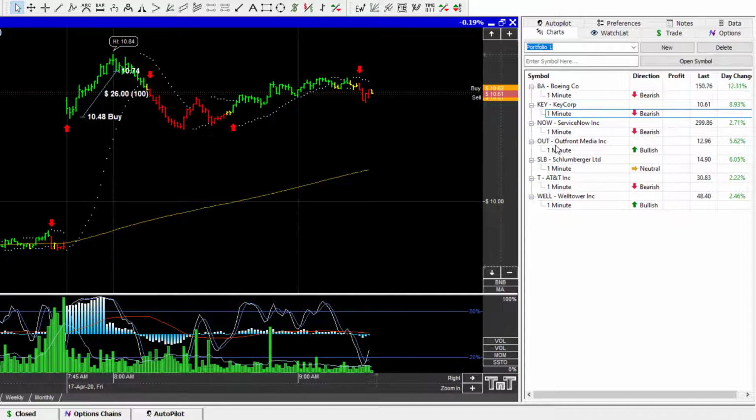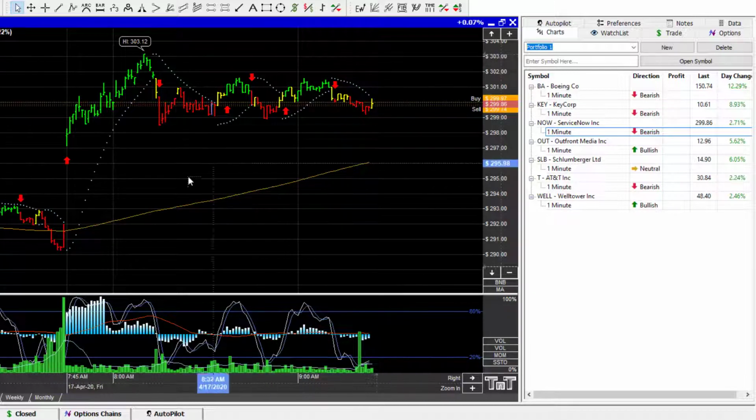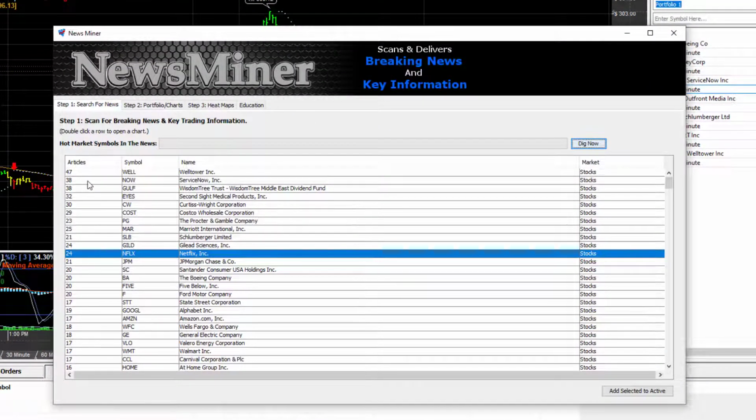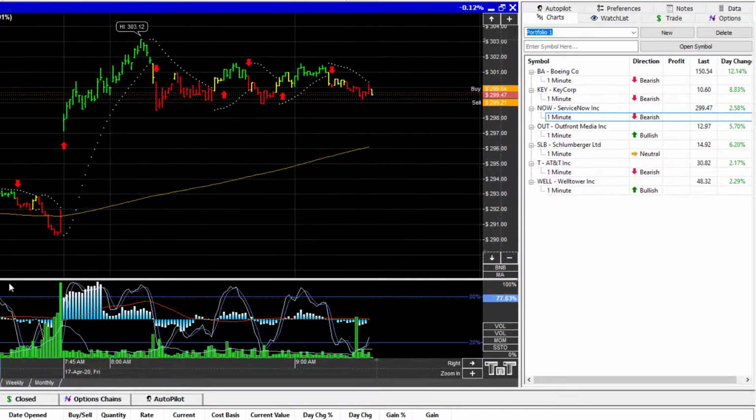And then, of course, let's go to the next one. This is Service, and this is Now, N-O-W. And, of course, it gapped up big, and if we look at our scanner, of course, you can see it had 38 articles on it today. So it's one of the hot popular ones, and of course it gapped up big, 38 articles, and it had a nice big run and a big continuation of that nice trend, the gap and go, and up it went.